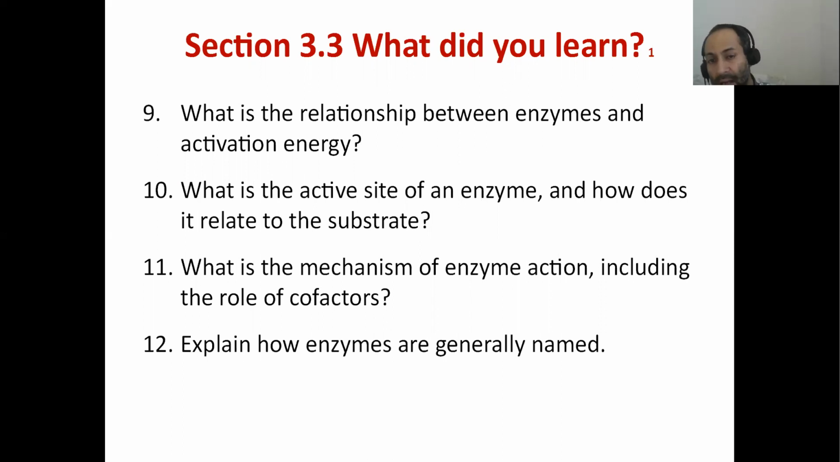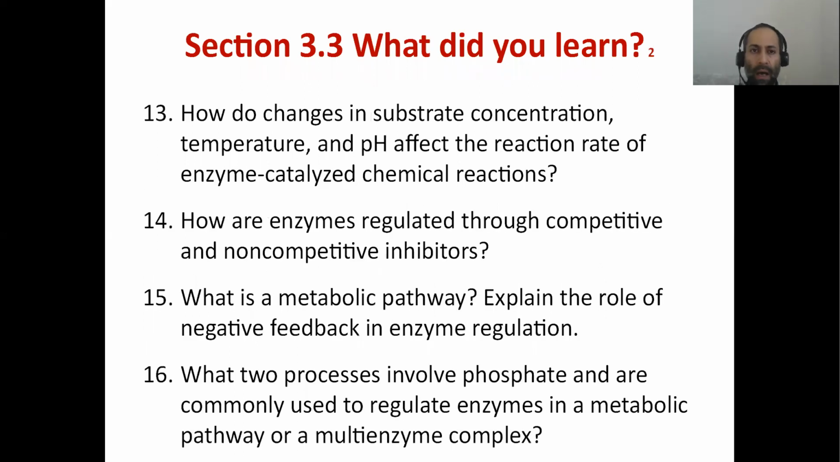How are enzymes generally named? They all carry the suffix "ase", and the prefix tells you what substrate they act on. How do changes in substrate concentration, temperature, and pH affect the reaction rates of an enzyme-catalyzed chemical reaction? So if you increase the substrate concentration or the temperature or tinker with the pH, the reaction might go faster initially, but after you hit the optimal point, from that point onwards, it's going to taper down.